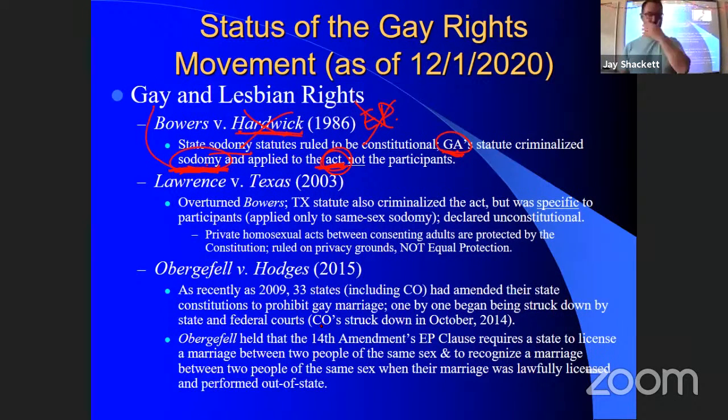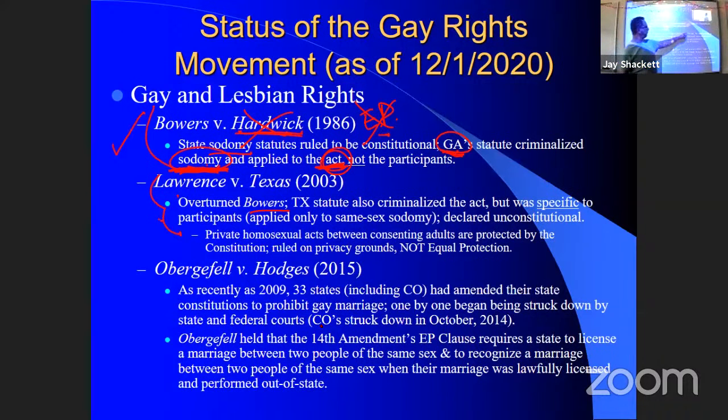Okay, so now jump forward 17 years to Lawrence versus Texas, okay? I don't remember the exact details in Lawrence v. Texas, but here's what's interesting. We have our first step, where the Supreme Court says, sorry, equal protection does not apply on the basis of sexual orientation, right? Now we get forward 17 years. And essentially in Lawrence versus Texas, the Supreme Court overturned its ruling in Bowers, but here's the catch.